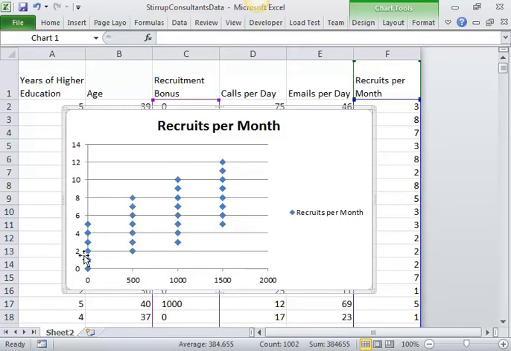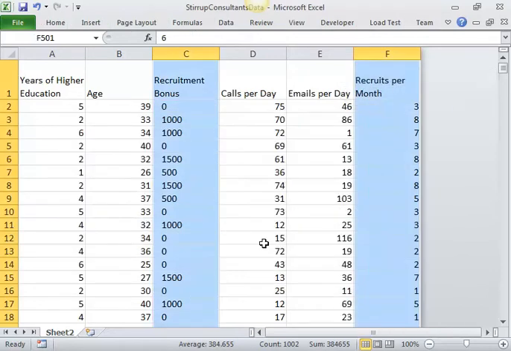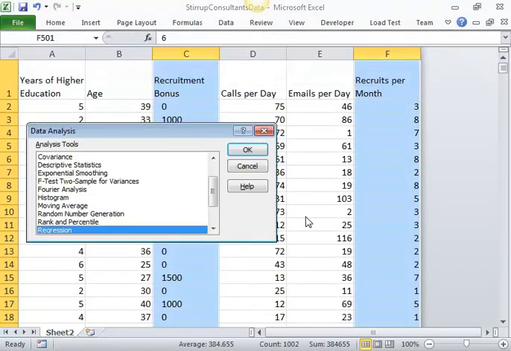And what we're trying to do is to figure out what is the equation that gives us an idea of what these values are going to be. And to do that, we do regression. So let's take a look at that. So let's cut this out. And we want to go to Data, Data Analysis.